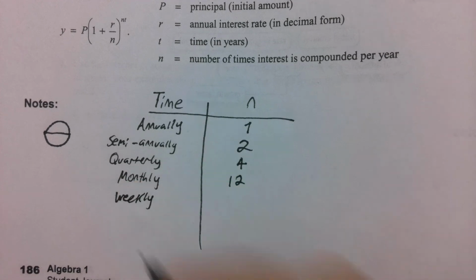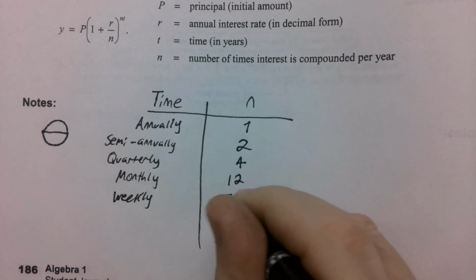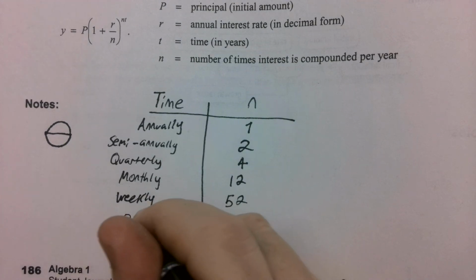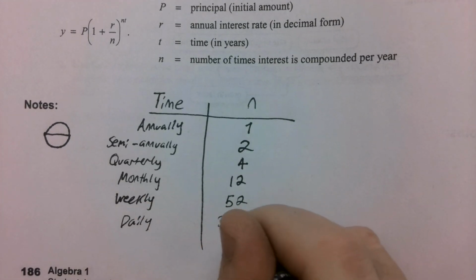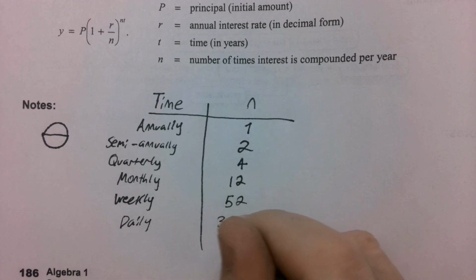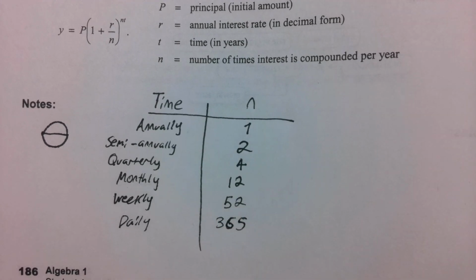What about weekly? 52 weeks in a year, so you're getting it 52 times. Daily? 365. I almost did 56. 365 days in a year, approximately. This is terrific, because now we have a way of solving compound interest problems.